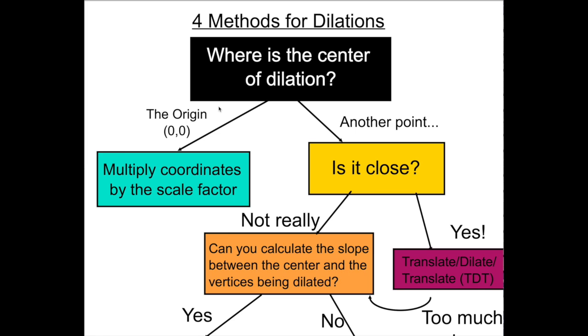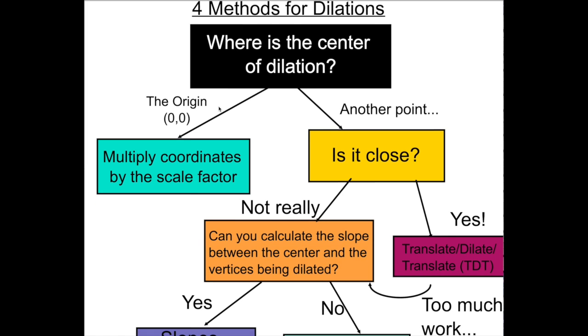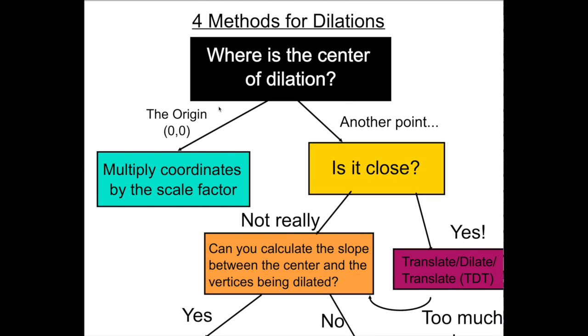So there's 4 main methods for dilations, and to help us understand this, what I did is I broke it down using this flowchart. I like to think about it as all around the center of dilation. So where are we dilating from? If it's from the origin, that's the easiest case in my opinion, because all we're going to do is take all the coordinates and multiply by the scale factor, and that's going to push everything out, and we're kind of done. So the origin's the easiest case, okay?